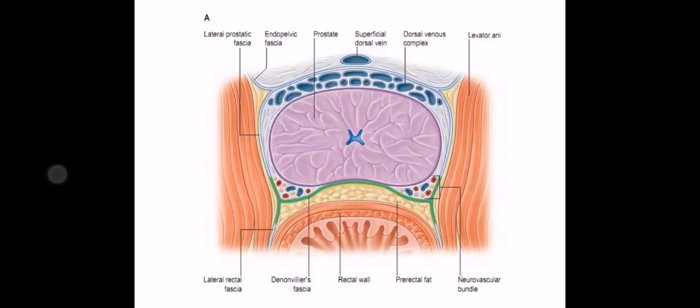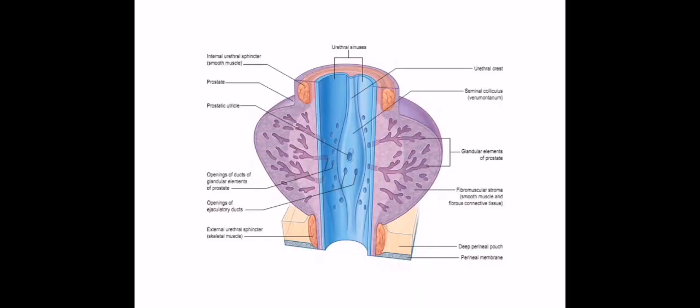Regarding the structure of the prostate، هذا اللي نشوف هذا الجلاندولار tissue. هذا الاليفيشن اسمه الفيرومونتانم. هسه راح نحكي عنه باليوريثرا. This is the prostatic utricle, and these are the openings of the ejaculatory ducts, and these are the openings of the prostatic glands.